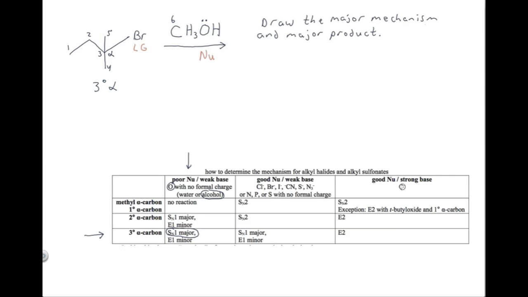Again, notice that if we had a negative oxygen, the mechanism would be completely different. So focus on the formal charge. Here we have a neutral oxygen. We know it's neutral because all its bonds are covalent to other non-metals. So the mechanism is SN1. Make sure you actually write down the name of that mechanism. So we used the table to determine that the major mechanism is SN1.